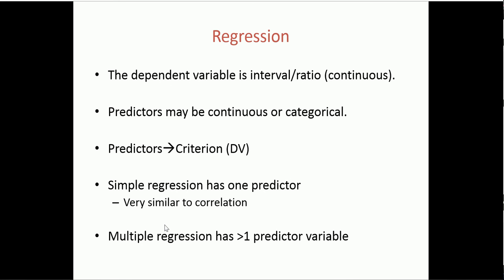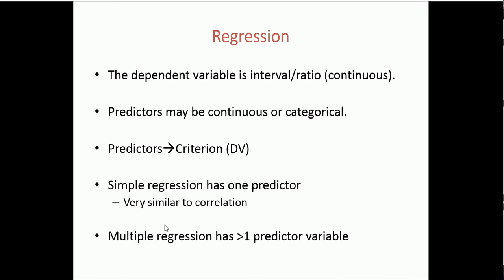There are several assumptions for regression analyses, some of which are that the dependent variable is an interval ratio or continuous variable. So the dependent variable, much like in the case of an ANOVA, cannot be a nominal variable. It probably should not be an ordinal variable unless the ordinal variable has many categories and we can just treat it as a quantitative continuous variable.